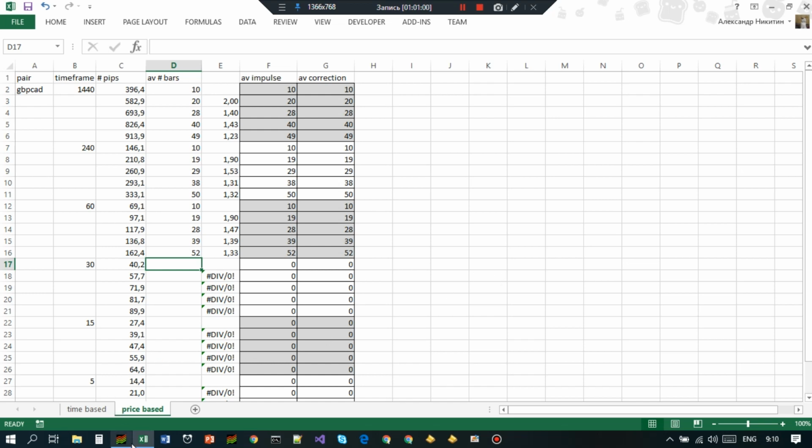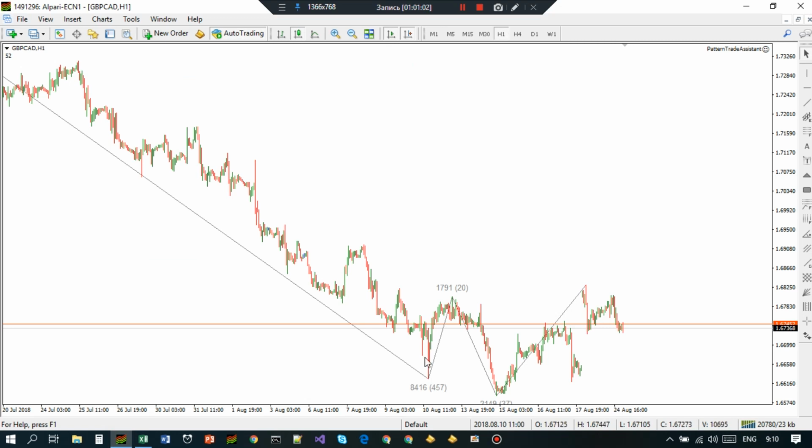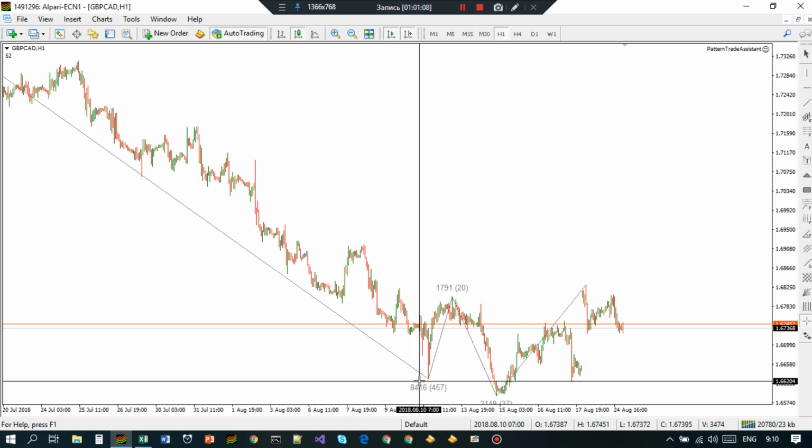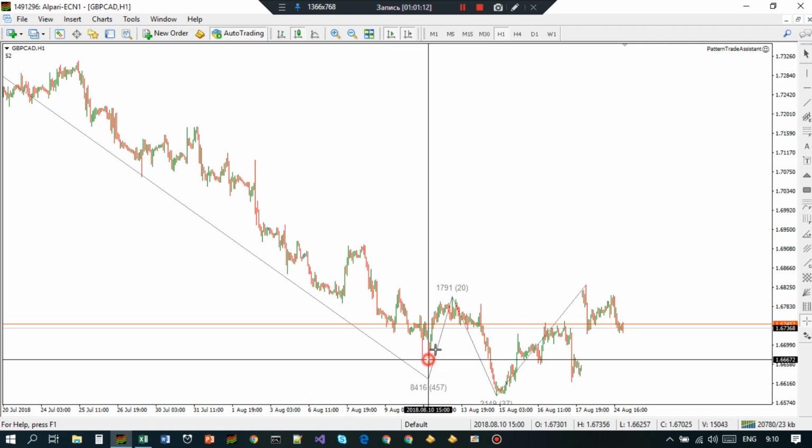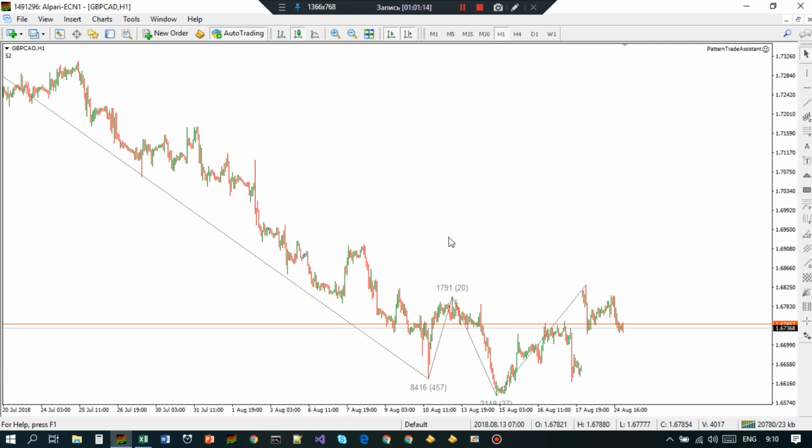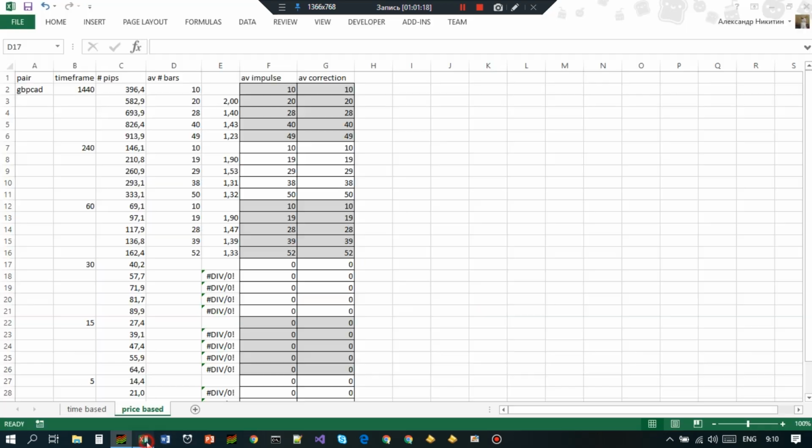Just imagine that you calculate it manually, so you calculate the number of bars, 1, 2, 3, 4, 5, 6, 7, and so on, then you type it down, or you just measure the distance this way, then you measure the number of bars. Just imagine doing that work. It is kind of insane doing this.